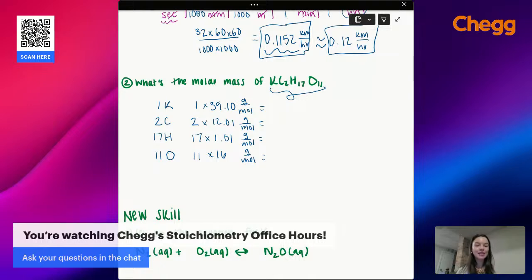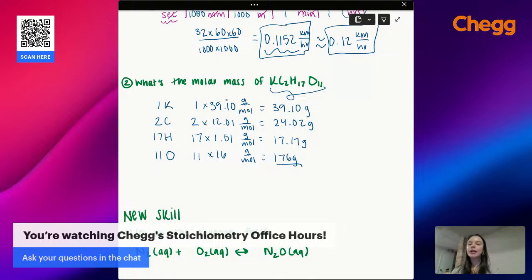But now we're going to put these all in our calculator. So 1 times 39.1 is 39.10 grams. 2 times 12.01 is 24.02 grams. 17 times 1.01 is 17.17 grams. And 11 times 16, I'm going to need to put that on my calculator. I don't know that one off the top of my head. That is 176 grams.